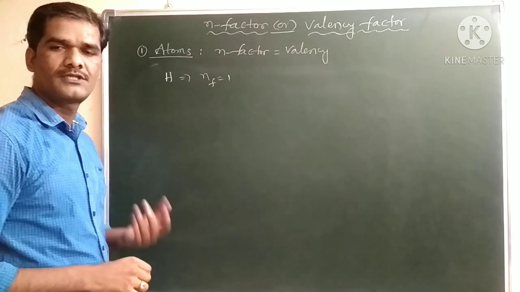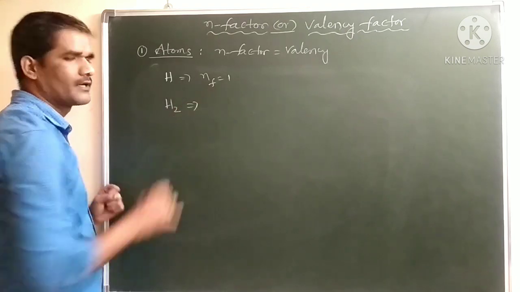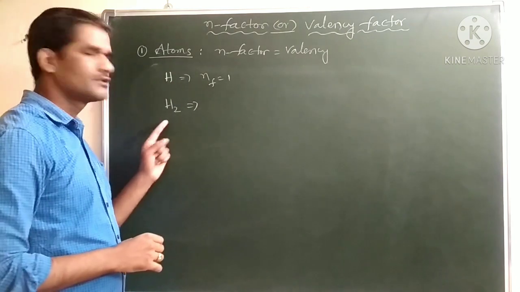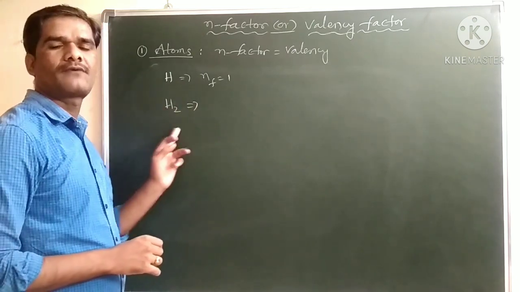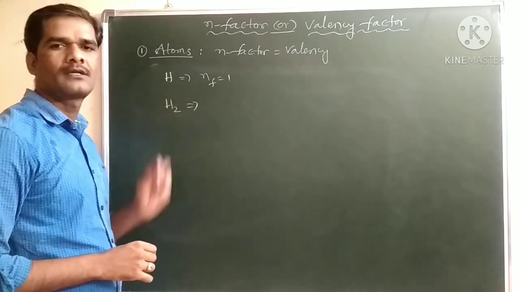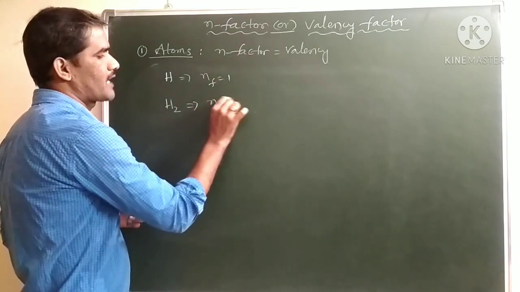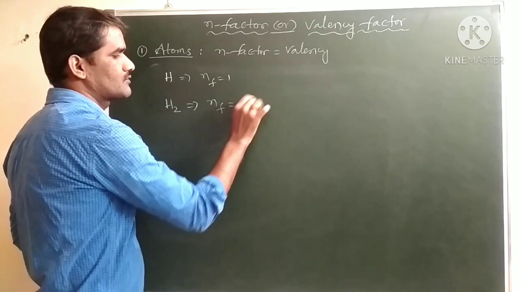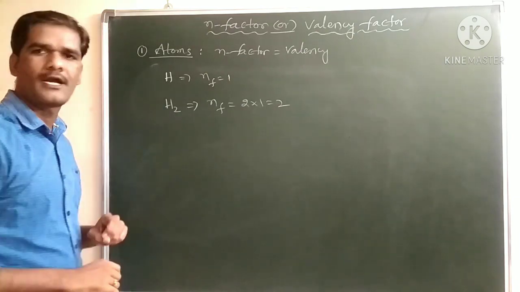But if you take hydrogen in diatomic state, molecular form, what is the N factor here? For hydrogen atom, N factor is 1. But for hydrogen molecule, N factor is 2. We have to take the total number of hydrogen atoms in one molecule, that is atomicity. So in each molecule 2 hydrogens are there, so 2 into 1. That is the N factor for hydrogen molecule.